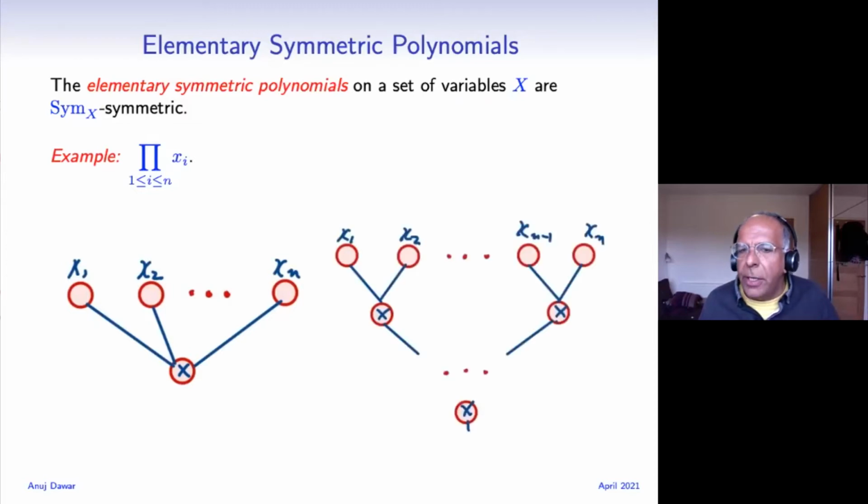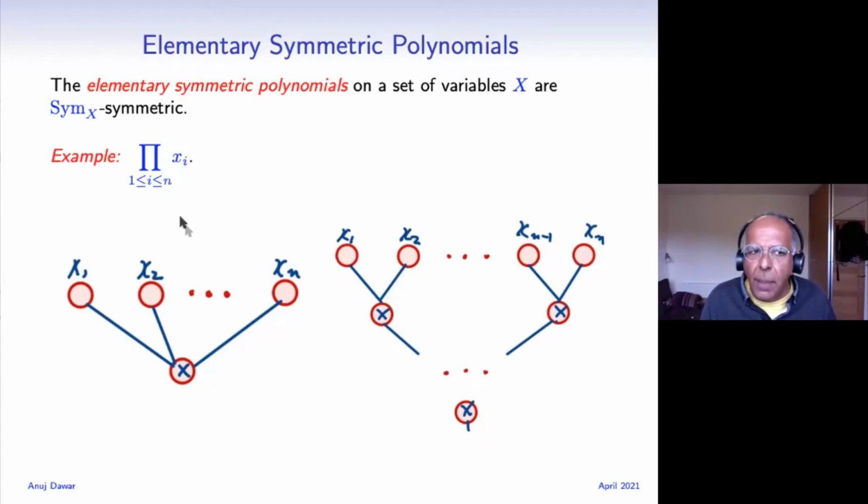Consider this alternative circuit for computing the same polynomial, which is sort of a binary tree where I multiply first x1 and x2, separately x3 and x4, and so on. If n is a power of 2, this will be a complete binary tree, right? Up to x_{n-1} and x_n. And then I multiply the next things pairwise and so on until I get the output. So the height of this is something like log n. But every gate has exactly 2 inputs.